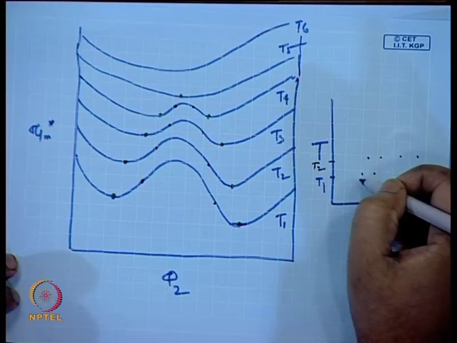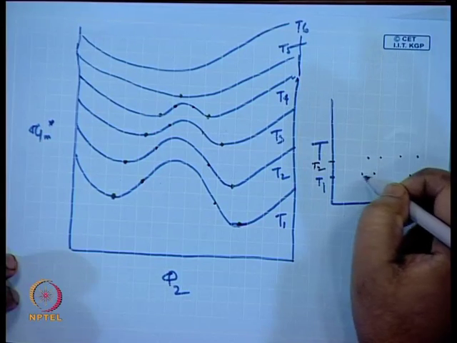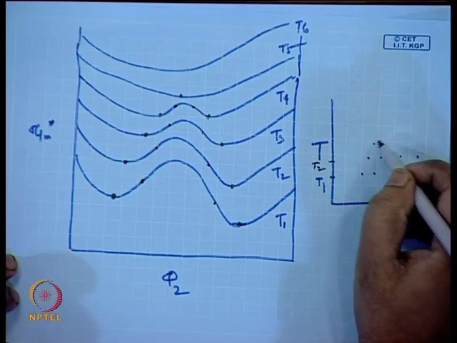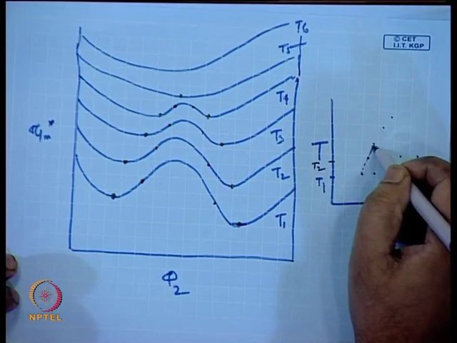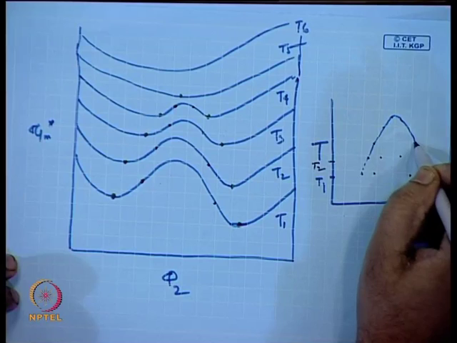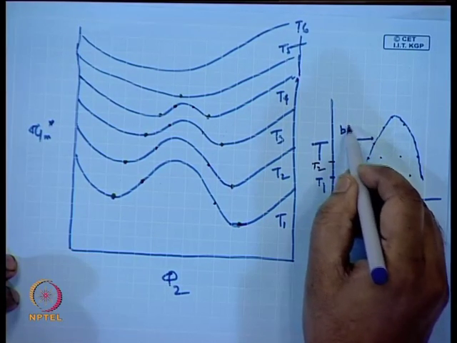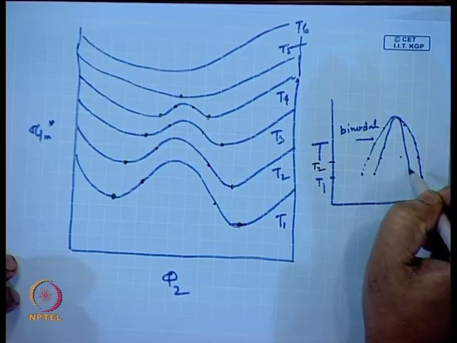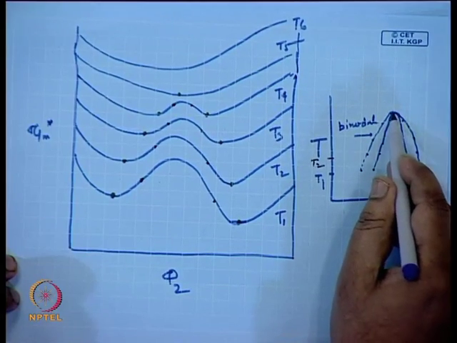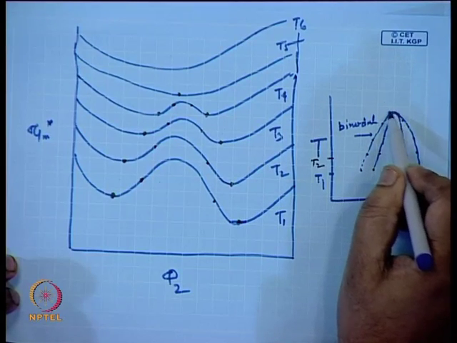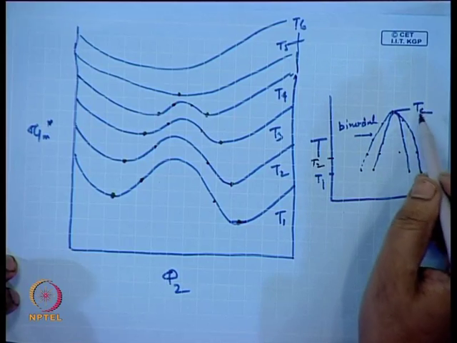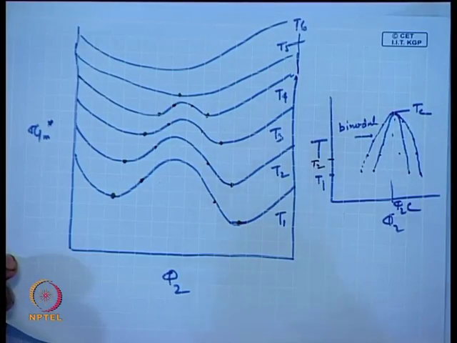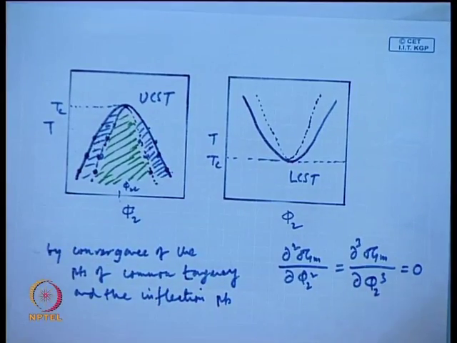Now, you join them to get a line for the binodal points and a line for the spinodal points. If I join them at different temperatures, I get a line for the binodal points, and similarly a line for the spinodal points, which will coincide or converge at the same temperature, which we call Tc, the critical temperature, and the corresponding composition here is phi 2 C, which we discussed in the last lecture.